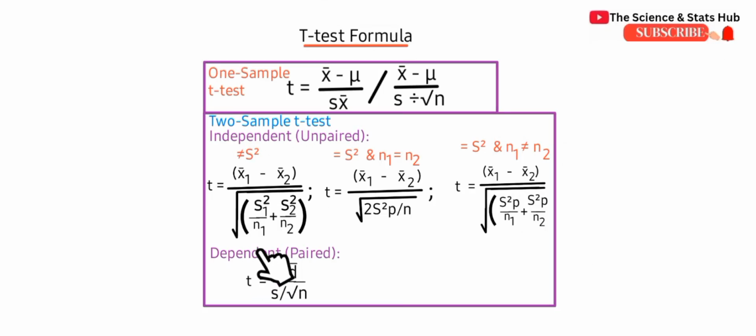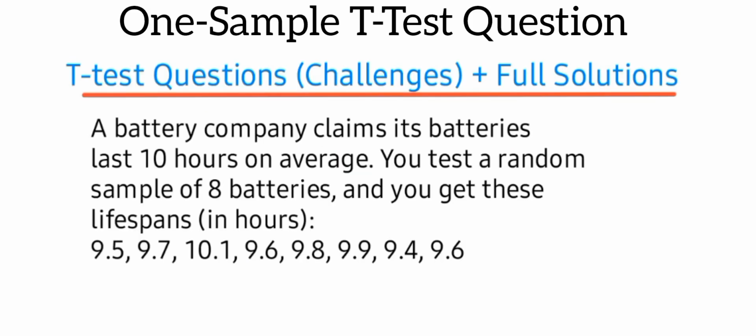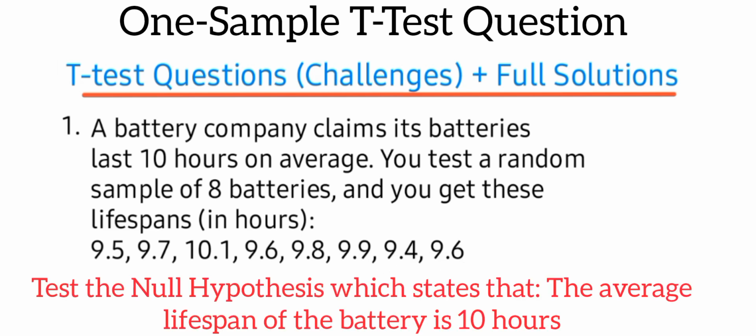For a dependent two sample t-test, t is calculated using this formula: mean difference over standard deviation divided by root n. Let's solve some numerical problems involving various types of t-test. A battery company claims batteries last 10 hours on average. You test a random sample of 8 batteries and you get these lifespans in hours: 9.5, 9.7, 10.1, 9.6, 9.8, 9.9, 9.4, lastly 9.6. Test the hypothesis which states that the average lifespan of the battery is 10 hours.